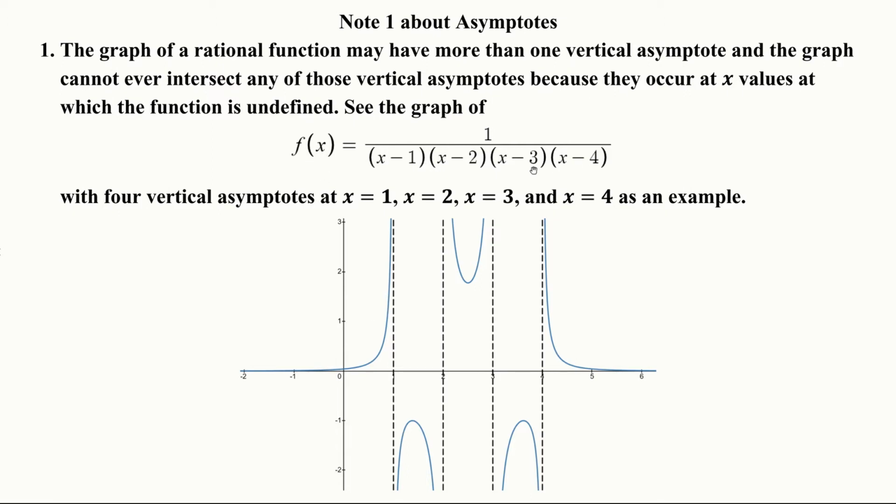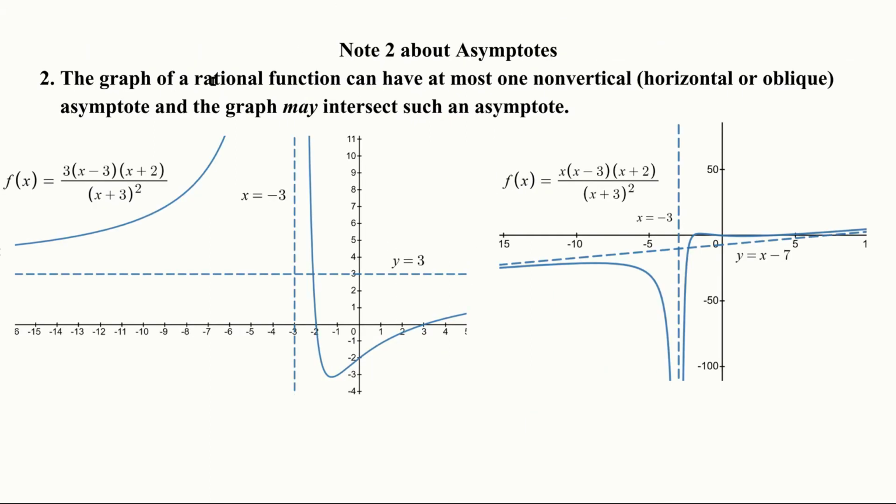So here's a simple function to create, which is going to have asymptotes at every point where each of these factors is 0. So it's going to have an asymptote at x equals 1, one at x equals 2, one at x equals 3, and one at x equals 4, right? And notice the graph will not intersect any of those asymptotes.